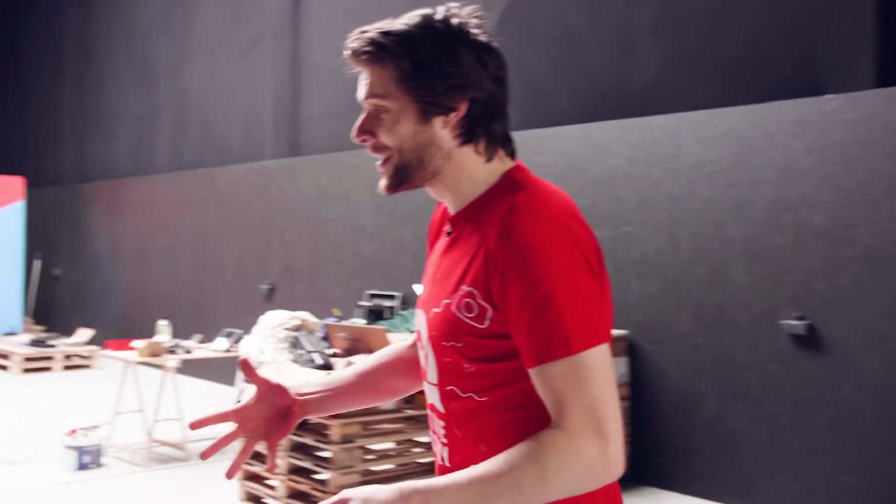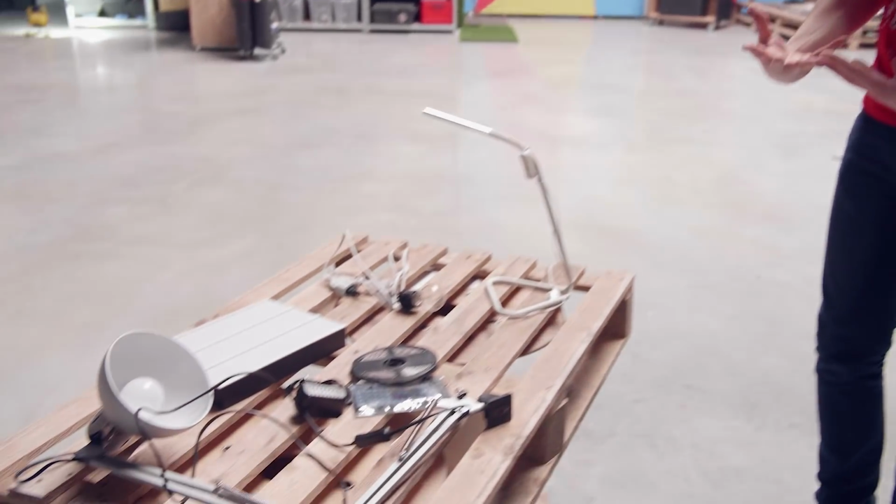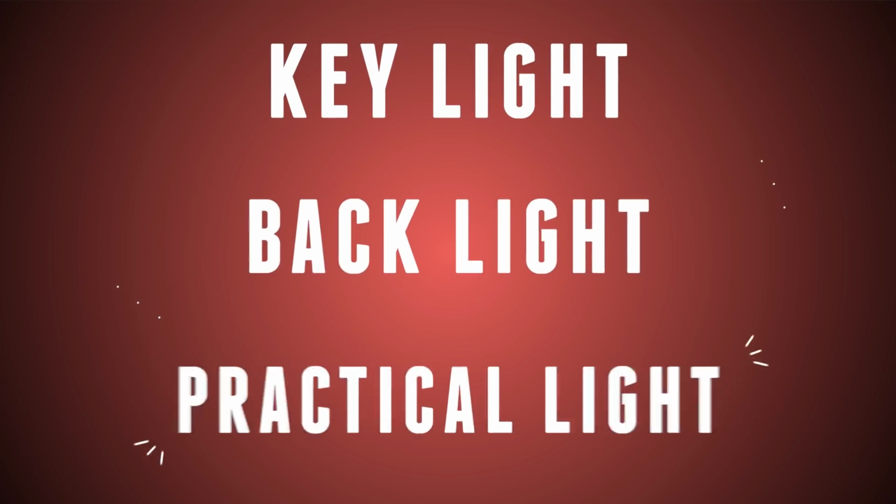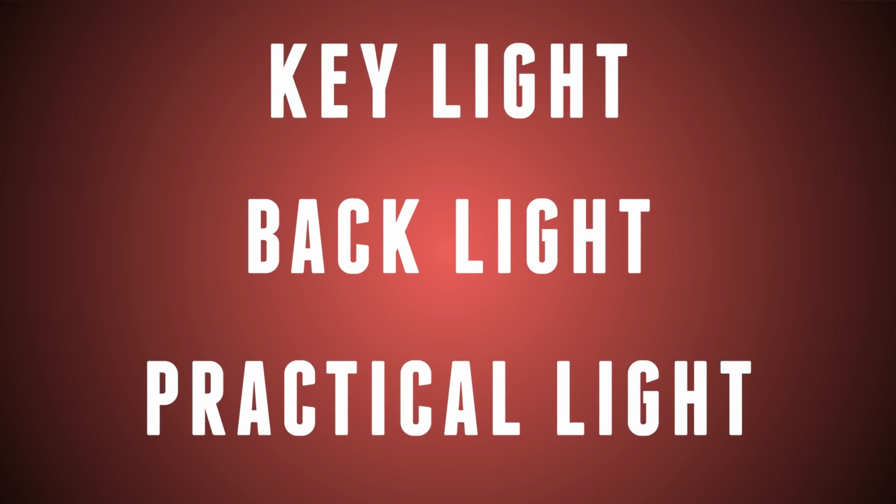Now, it doesn't matter if you are using professional lights like over there, or household lights like we have seen previously. What is important though is how you are going to use those lights. And you can divide them into three categories. You have the key lights, you have the backlights, and then the practical lighting.